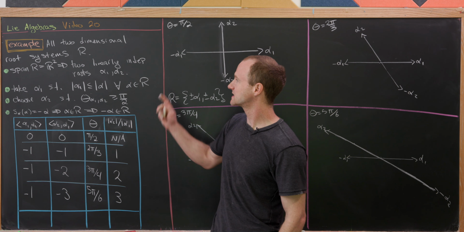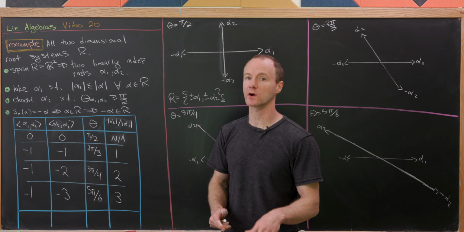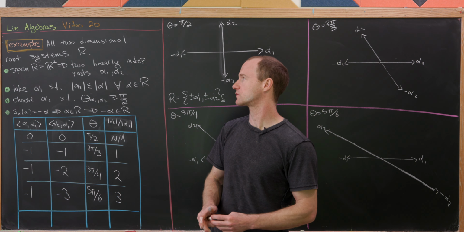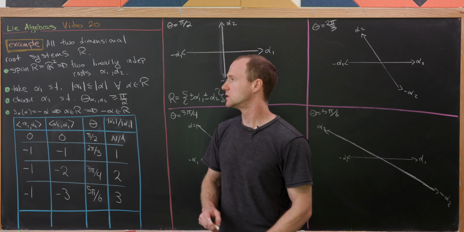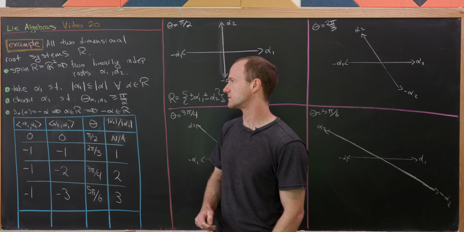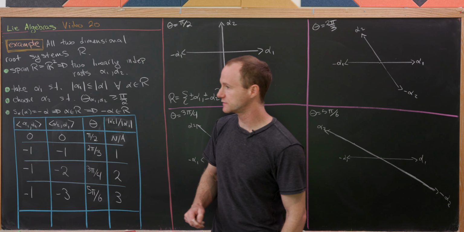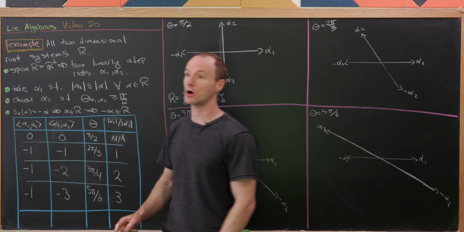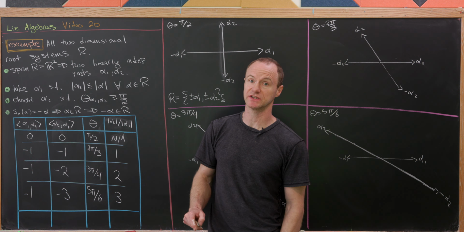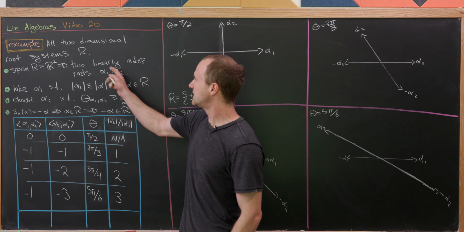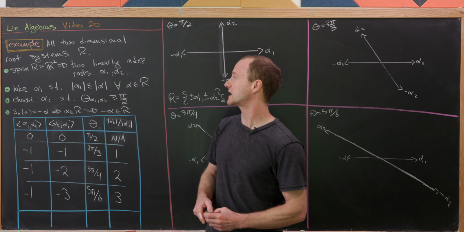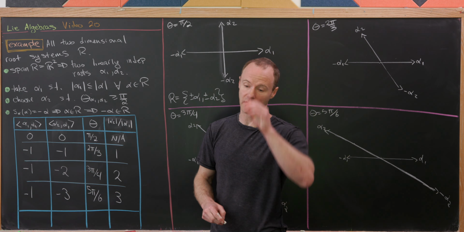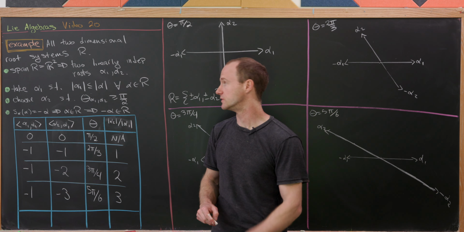Okay, so for this last example, we're going to, like I said before, classify all two-dimensional root systems R. So R is a two-dimensional root system. But it being a two-dimensional root system means that it spans R2. Well, that's what two dimensions would mean. But that means that there must be two linearly independent roots. I'll call them alpha 1 and alpha 2.